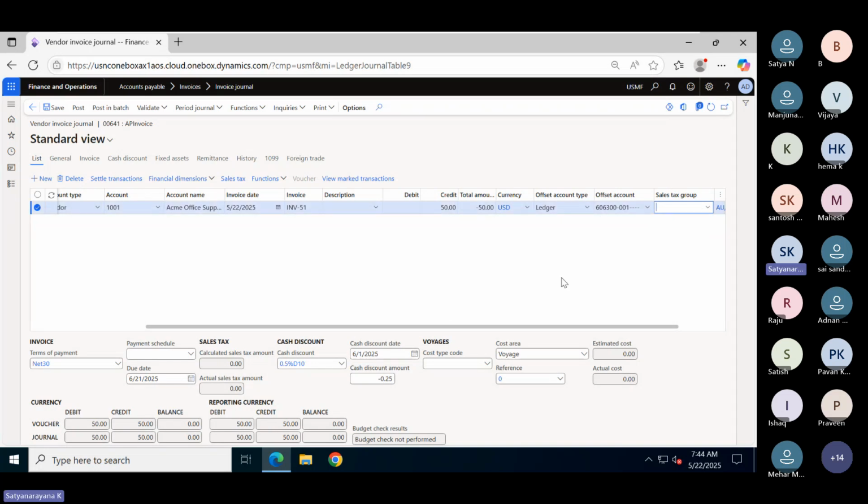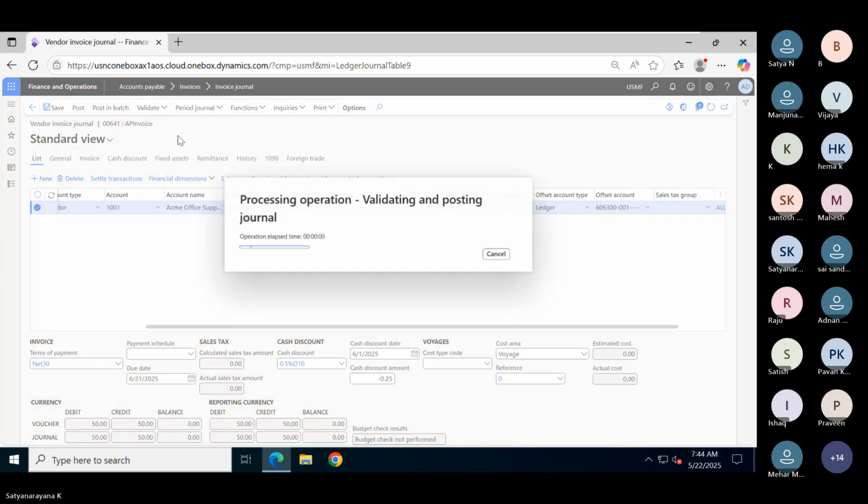Now here there are some setups. Cash discount is a setup. This is master. This is setup. This is overall transaction, and we are going to press the post button.